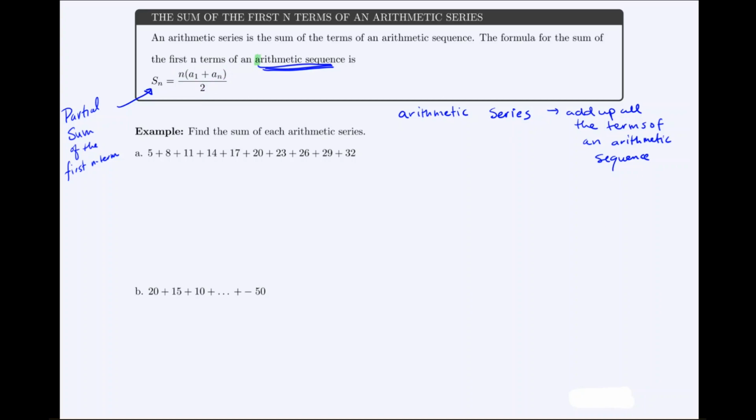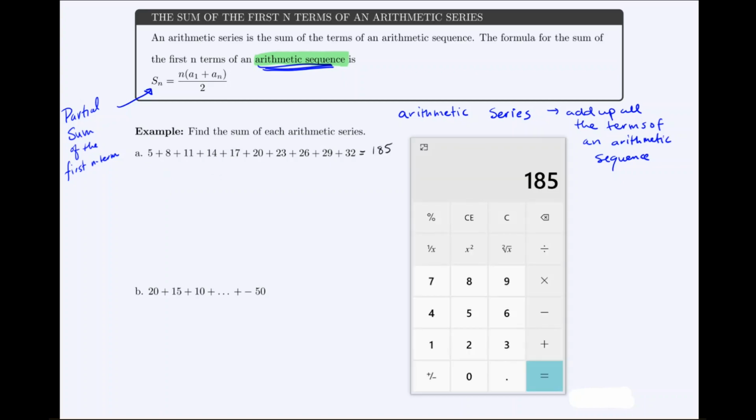So this is a very helpful formula, but we know to only apply it whenever what we're summing up is an arithmetic sequence. So here we're asked to find the sum of each of these arithmetic series. That tells us that each of these, 5, 8, 11, 14, 17, 20, 23, 26, 29, 32, would form an arithmetic series. And one way we could do this is we could just add up all of these values. Let's do that quickly in our calculator. And we would get 185.